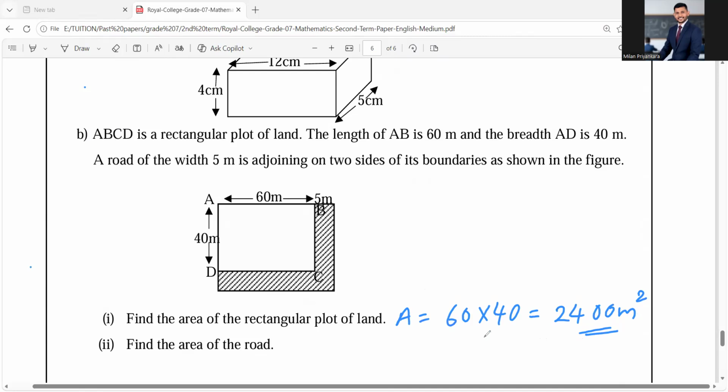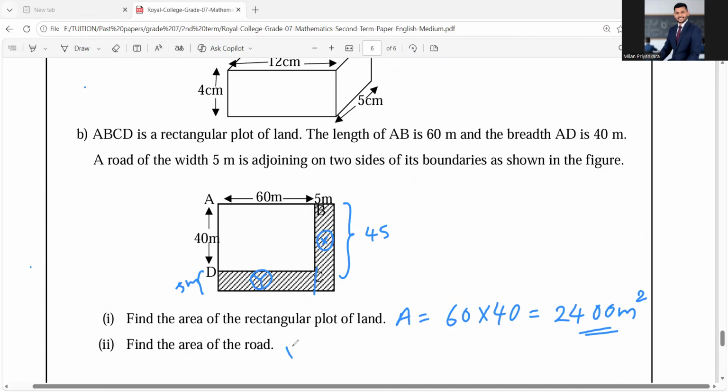Now find the area of the road. If you can break it down into 2 parts. Now this is 5 meters, and this is also 5 meters. Therefore, this is going to be 45 meters. Then I will write this part as x, this as y. Then I am going to find the areas of x and y separately and then add, then I have the area of the road.